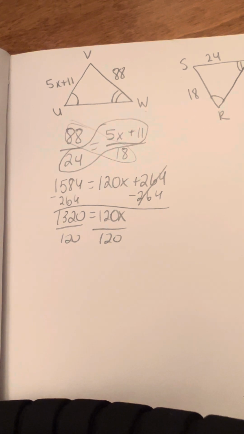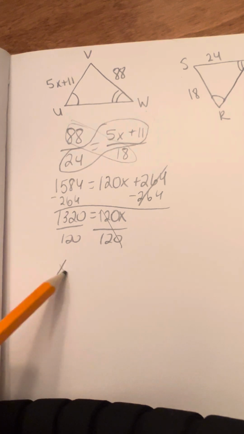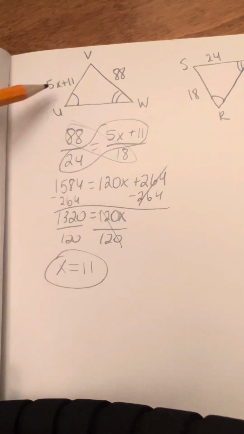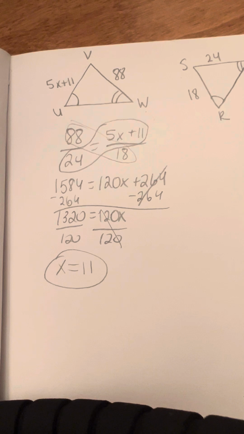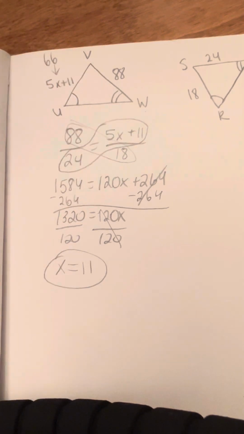When we do that, we're going to cancel the 120s out, leaving me with x being equal to 11. And if I wanted to, I can plug that back in to find out what the actual size is. So I would do 5 times the 11, and then add the 11 to it, and I would get a size right here of 66.